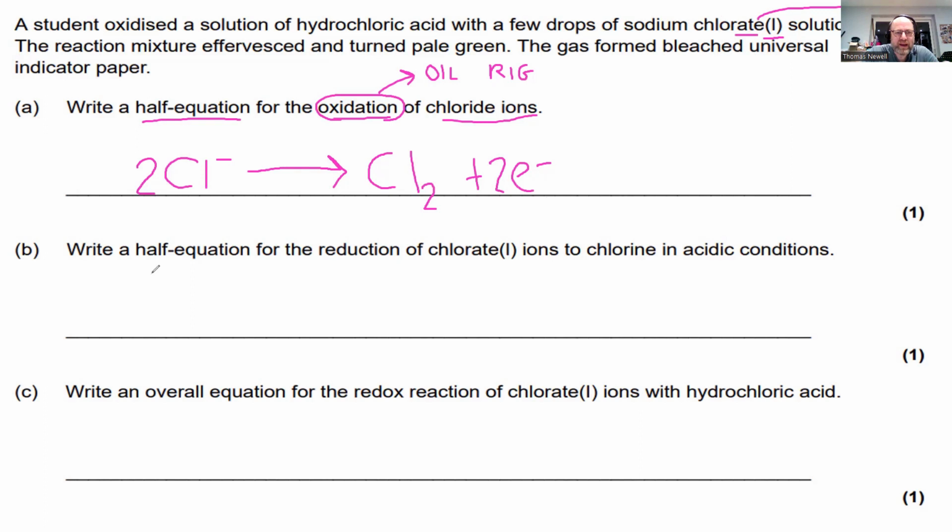Okay, let's move on. This gets a little bit trickier. Write a half equation for the reduction of chlorate(I) ions. When you're doing redox equations, one of the half equations is going to be oxidation and one is going to be reduction, so your electrons are going to be on either side of the arrow, depending on which half equation you're doing. Now we're doing the reduction half equation, and reduction is gain, so the electrons are going to be on the left-hand side of the arrow.